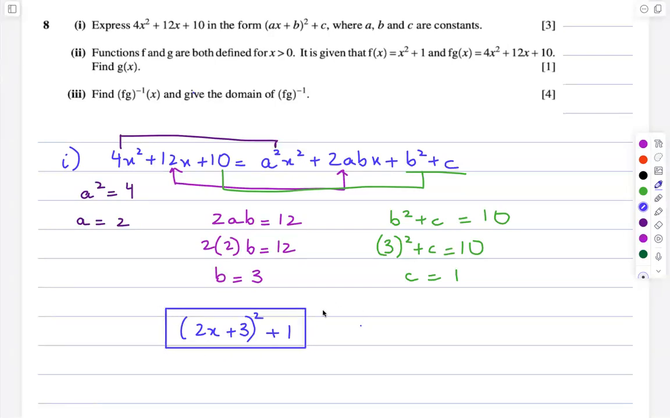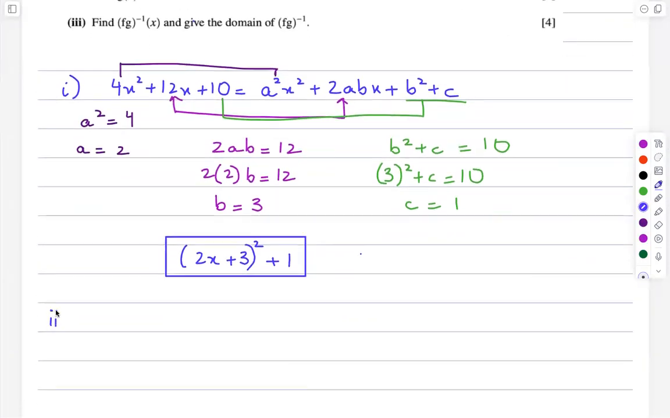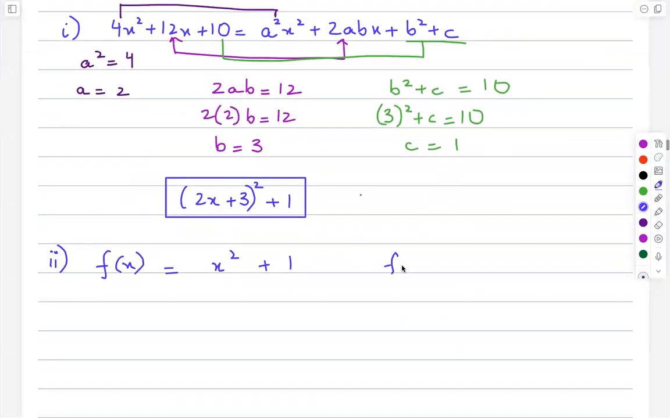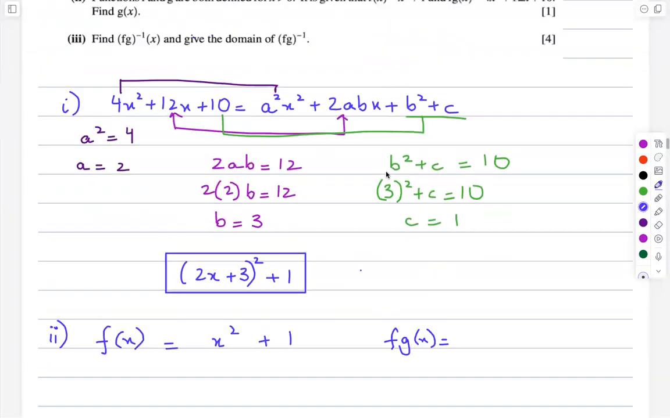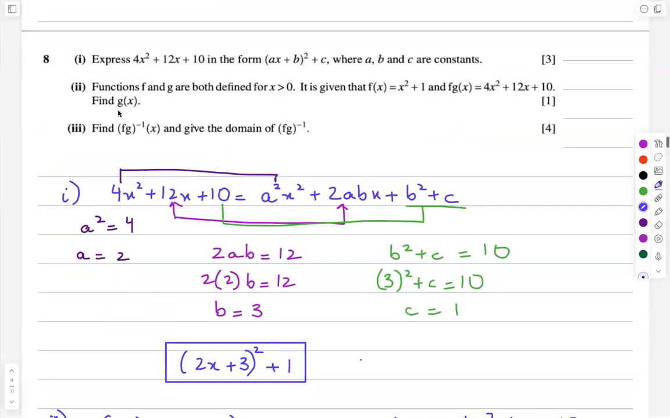In part 2, it says that functions f and g are both defined for x greater than 0. It is given that f of x is x squared plus 1, and fg of x is given as 4x squared plus 12x plus 10. We have to find g of x.